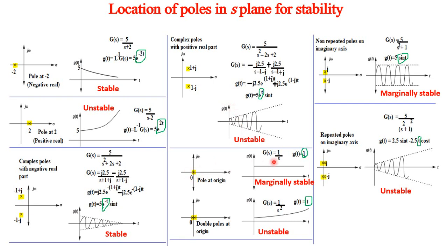Suppose we have a single pole at origin. A single pole at origin means the transfer function is 1 by s. If we take the inverse Laplace transformation, we get 1. So here we can find that g(t) is simply 1. It is neither decaying nor growing. If we find the integral 0 to infinity g(t) dt, it will be infinity.